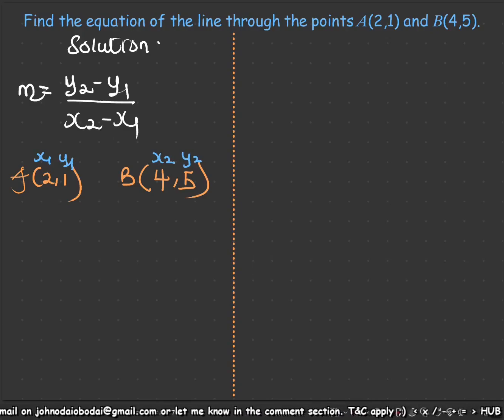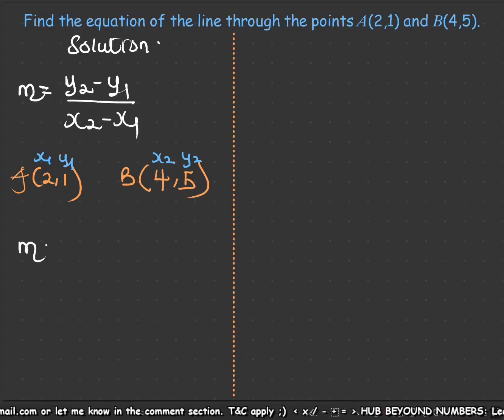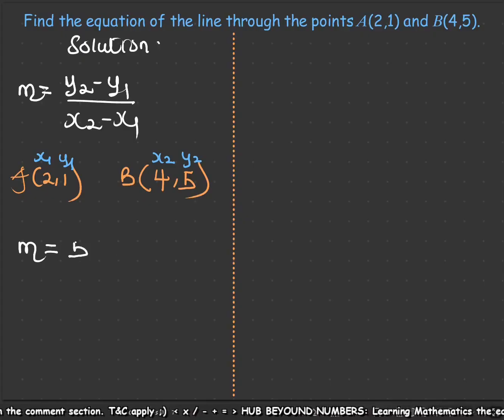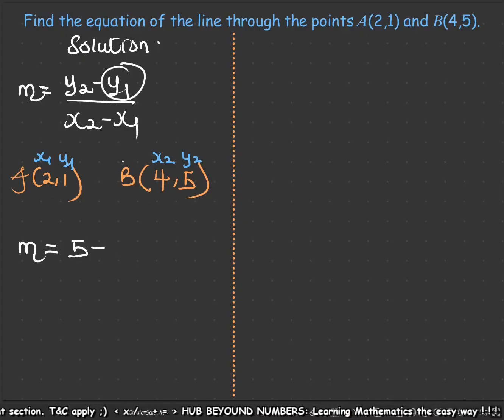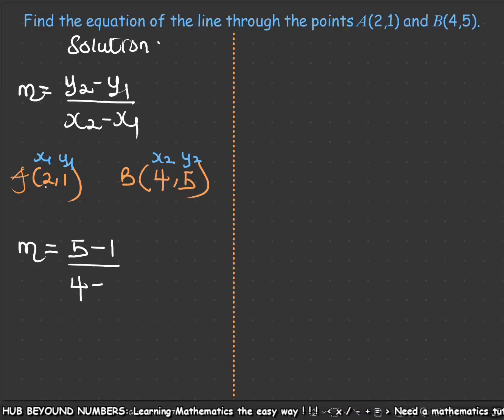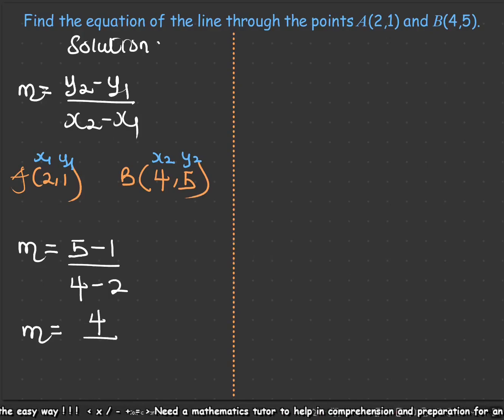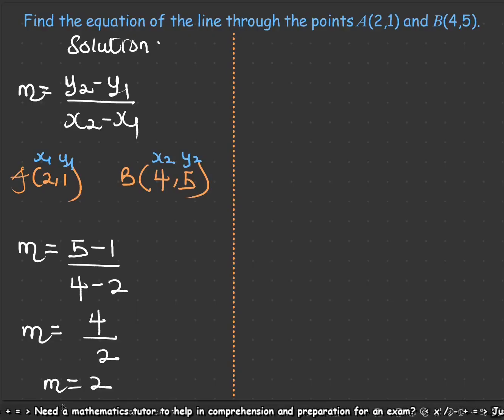And hence substituting into the above gradient formula, our m, which is our gradient, is equal to y2. Now y2 gives us 5. So 5 minus your y1, which is what? 1, all over your x2, which is 4, then minus your x1, which is what? 2. Evaluating further, we have our m giving us 5 minus 1, which is 4, all over 4 minus 2, which is 2. Hence our m is 2. You see?